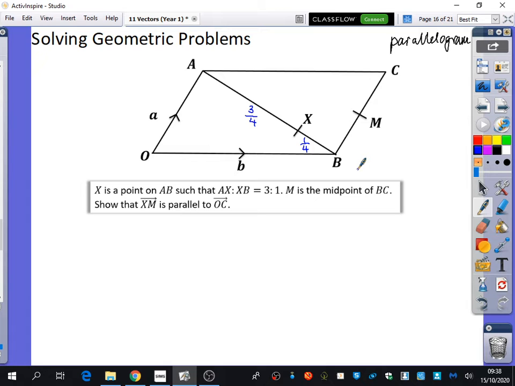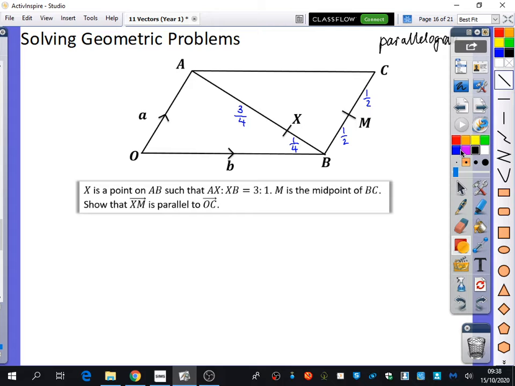And then it also tells me that M is the midpoint of BC. Well, that just means it's halfway, obviously. I'm not going to ask anyone about that. It just means it's going to be halfway. And then it says, show that XM is parallel to OC. So I'm going to just draw these on, and I'm going to draw them on with a different coloured line for a second. So X to M is parallel to OC.